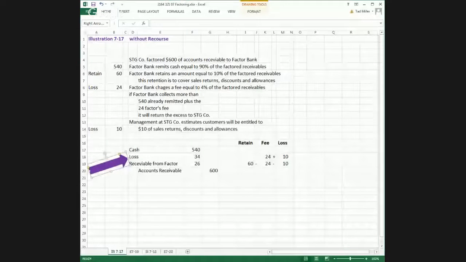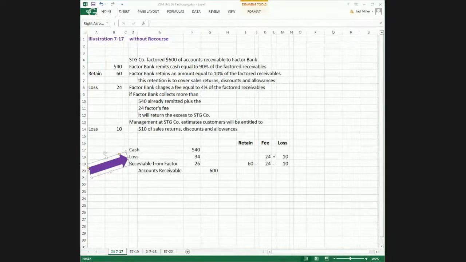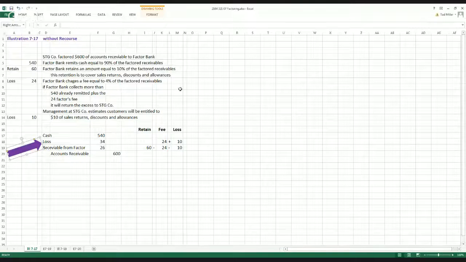Good morning. Today we're going to talk about the factoring of receivables, accounts receivable. This is the sale of accounts receivable. Factoring is a word that we use to describe the process of selling accounts receivable in order to raise money.